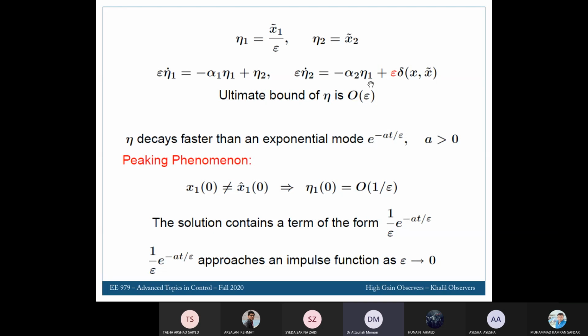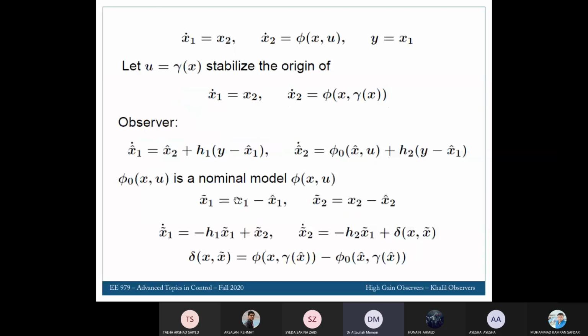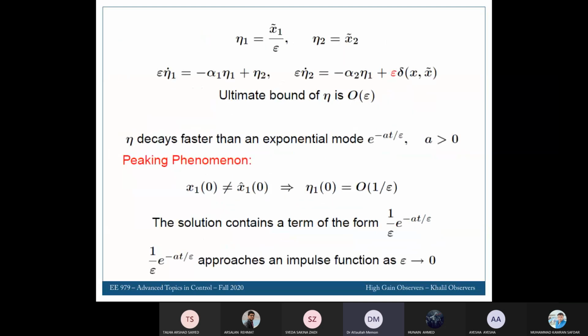The scaled estimation errors decay faster with this particular rate. The rate, or the exponential mode, is given here. So the estimation error approaches zero exponentially fast. The estimated value of x1 approaches the actual value of x1, and the estimated value of x2 approaches the actual value of x2 exponentially fast, and that is what makes this observer very attractive.